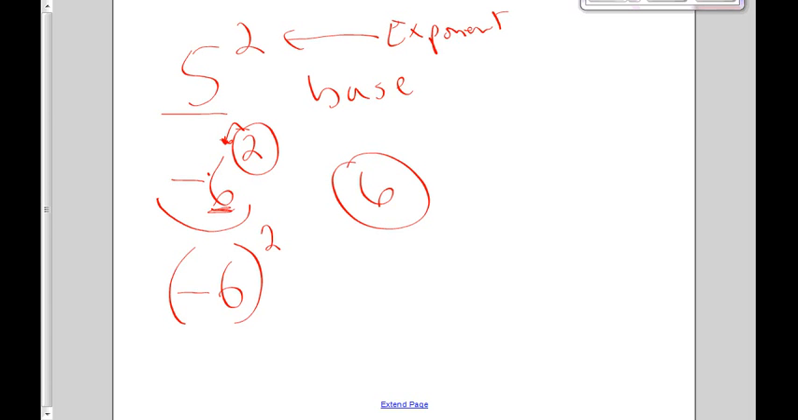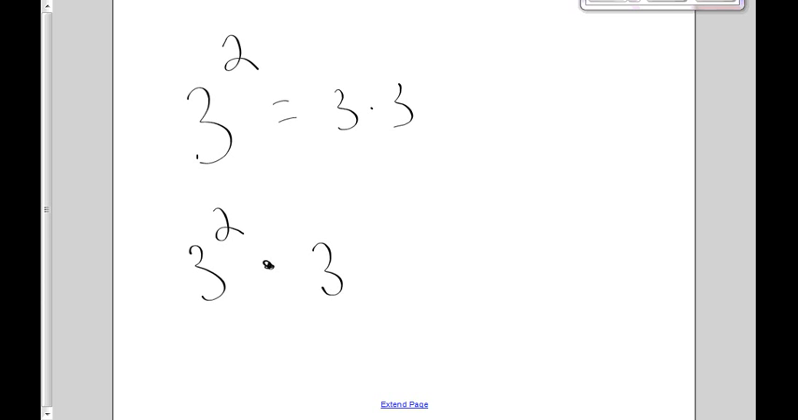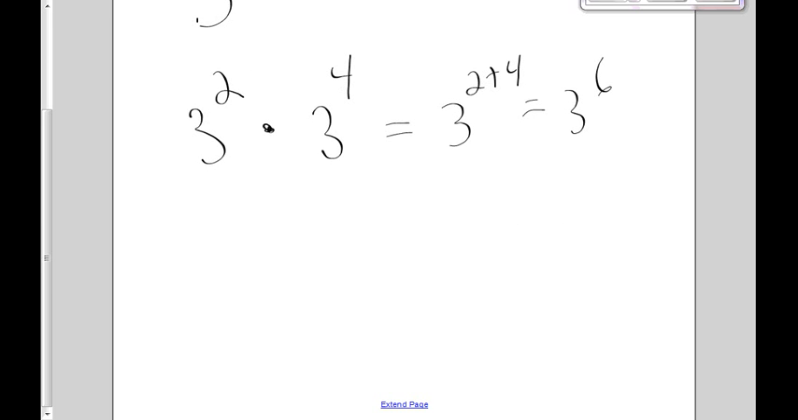All right, so let's take a look at some basic power questions. Let's consider 3 squared. We know that that's 3 times 3. Well, if we have 3 squared multiplied by 3 to the 4, the rule is when you multiply powers of the same base, we can add their exponents. So if that were true, then this would become 3 to the 2 plus 4, which equals 3 to the 6. Well, let's explore this.